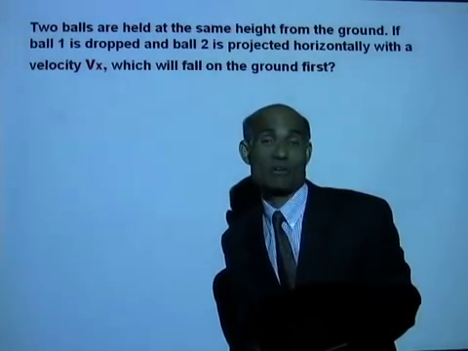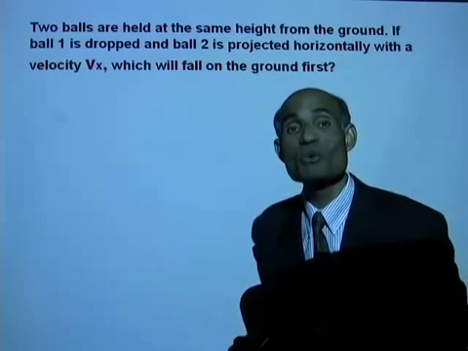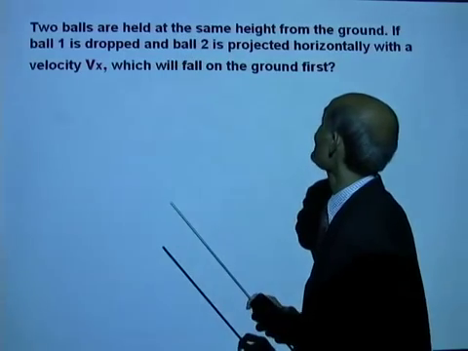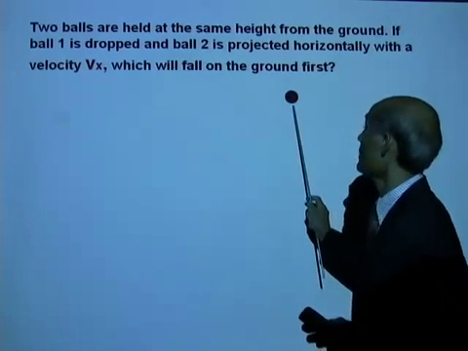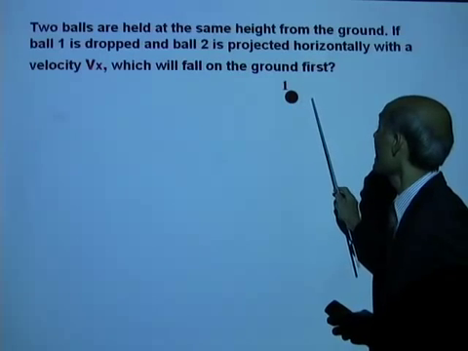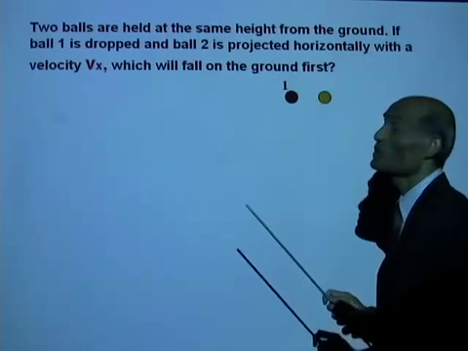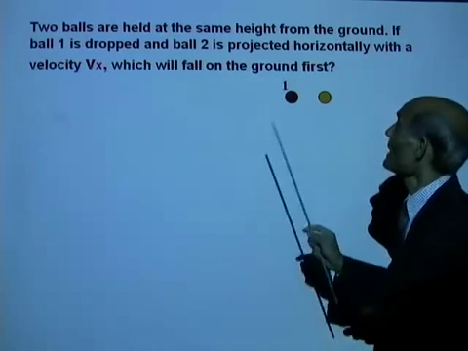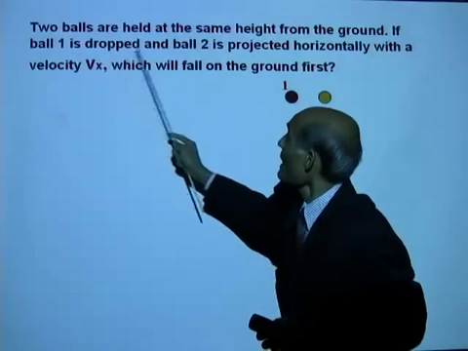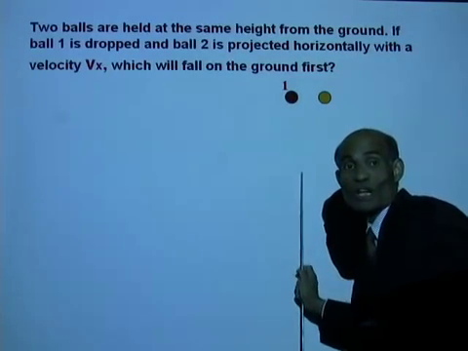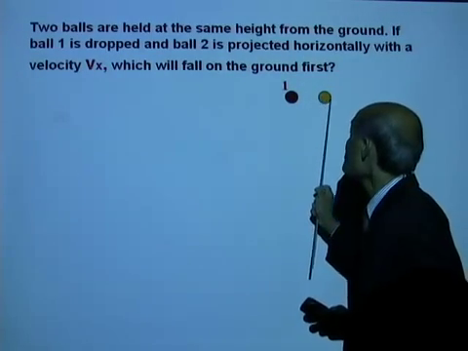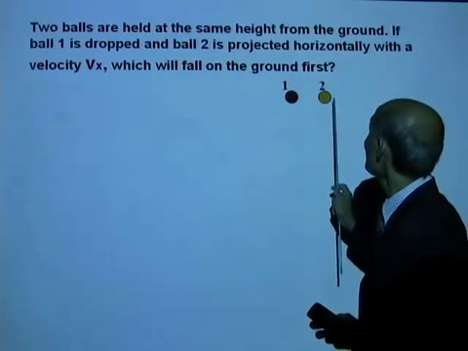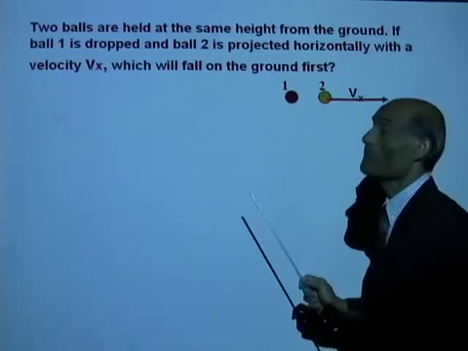Alright, let me give you a scenario and let me see whether you understood our discussions. Two balls are held at the same height from the ground. This is the brown ball and another one is the yellow or orange, whatever you want to call it. Now, ball 1 is dropped. This ball is dropped and ball 2 is projected horizontally with a velocity Vx.